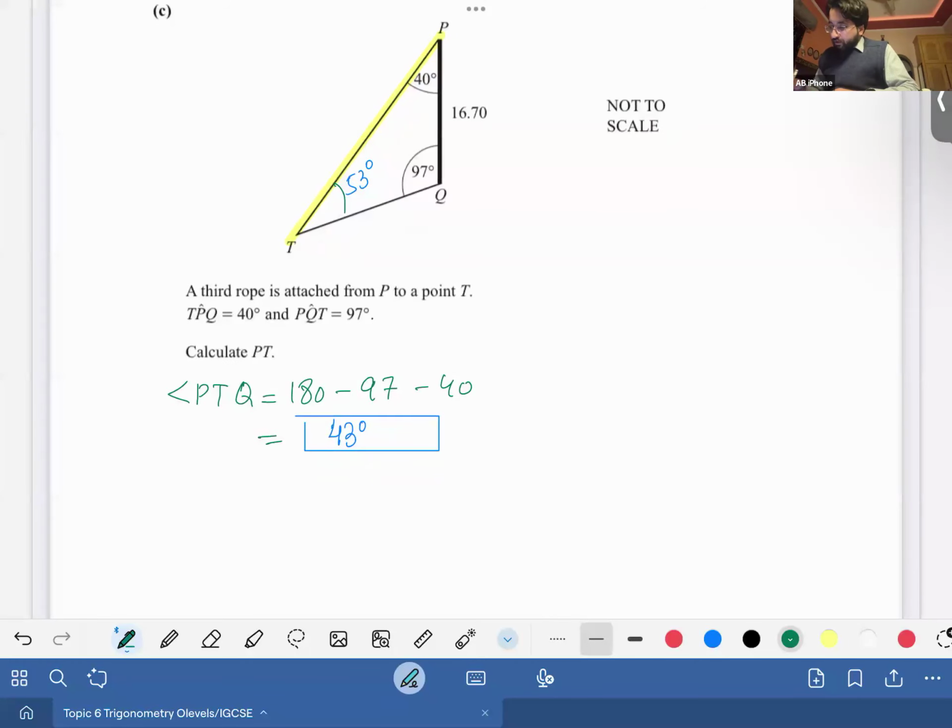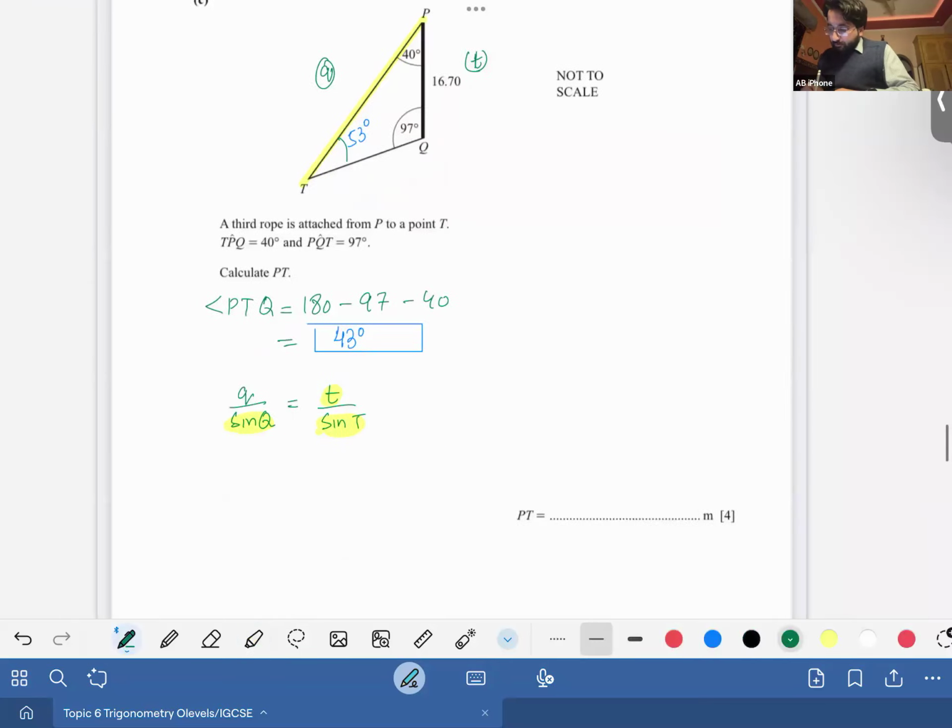So we can use the sine rule. This is small q and this is small t. So we want to find small q, so we can write q divided by sine q, which should be equal to t divided by sine t. Now you can see that I have t available, I have sine t available, I have sine q available. I can find q.